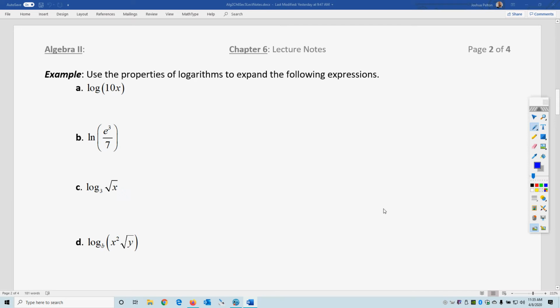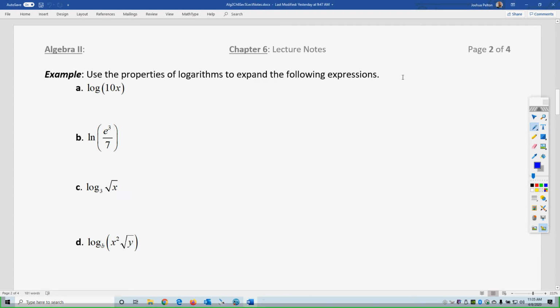We're going to use the properties of logs to expand the following expressions completely. So the two things we're going to do in this section are expand and condense, to help us solve equations later on. There is an order of rules here.